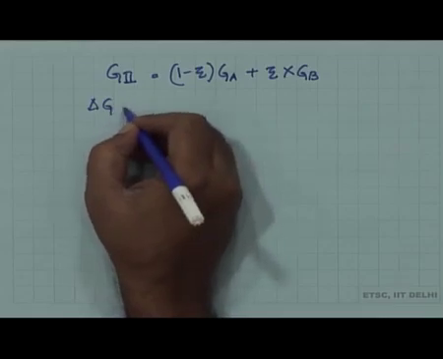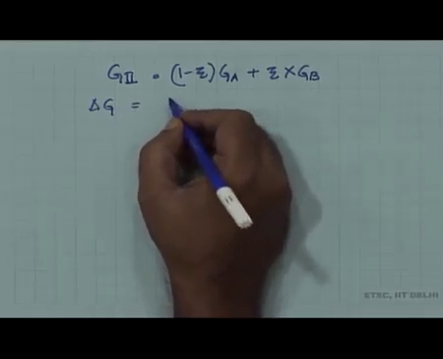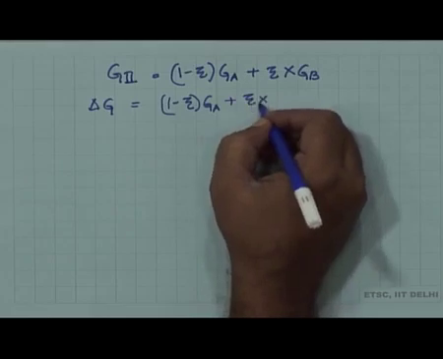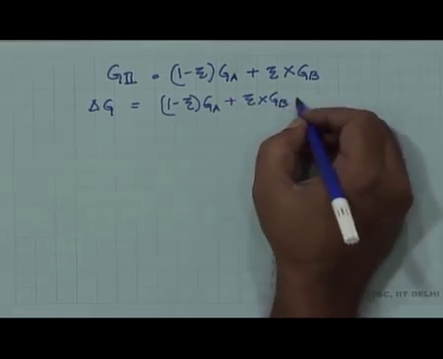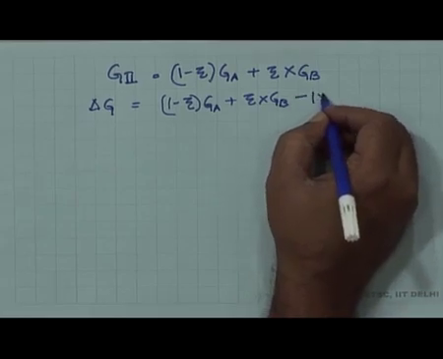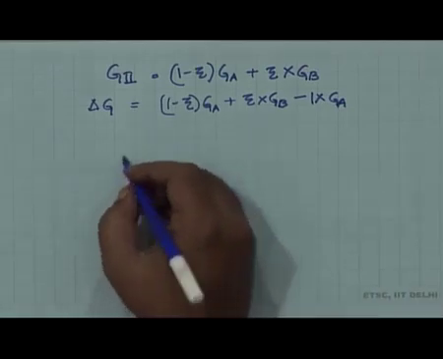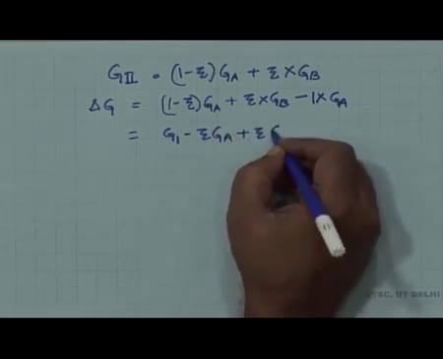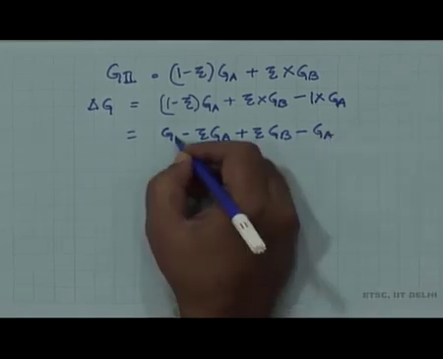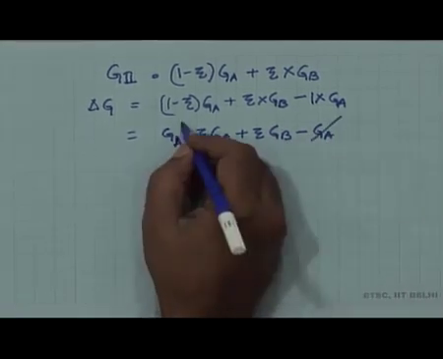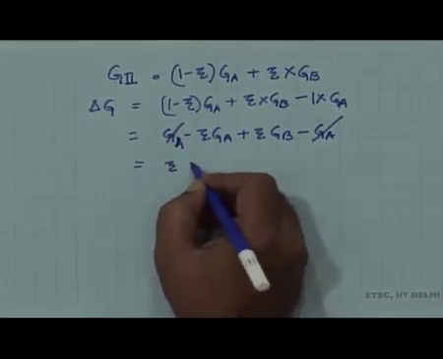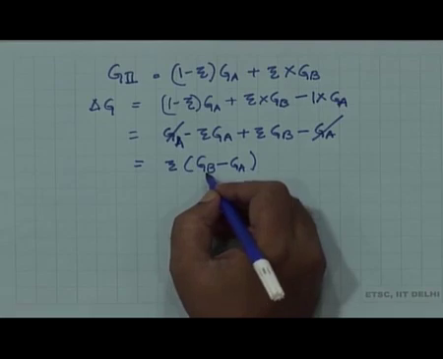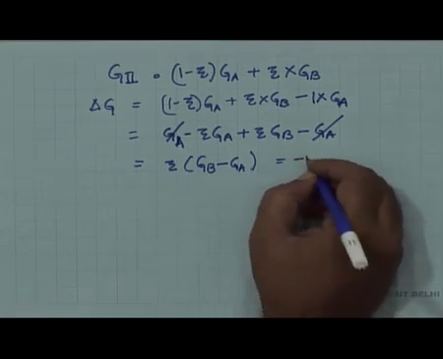So, delta G for the process will be equal to 1 minus E G A plus E into G B, and since we started with 1 mole of A, so minus 1 into G A. So this is G A minus E G A plus E G B minus G A. This G A cancels out. So, what we are left with is E into G B minus G A, and we know that G B is less than G A. So, this is always going to be negative.